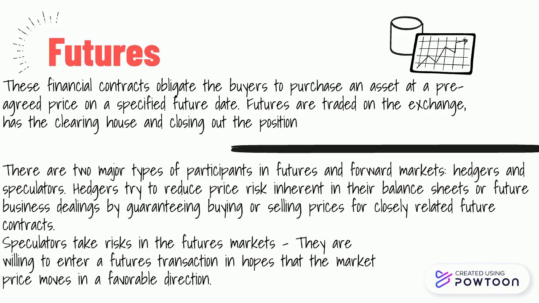There are two major types of participants in futures and forward markets: hedgers and speculators. Hedgers try to reduce price risk inherent in their balance sheets or future business dealings by guaranteeing buying or selling prices for closely related future contracts. Speculators take risks in the futures markets. They are willing to enter a futures transaction in hopes that the market price moves in a favorable direction.